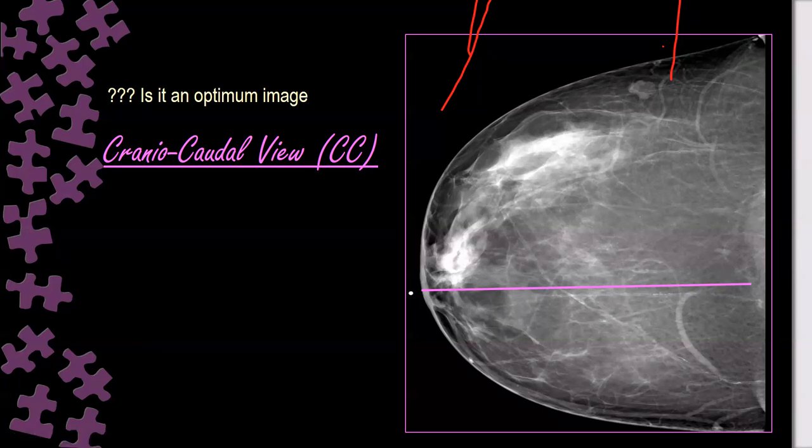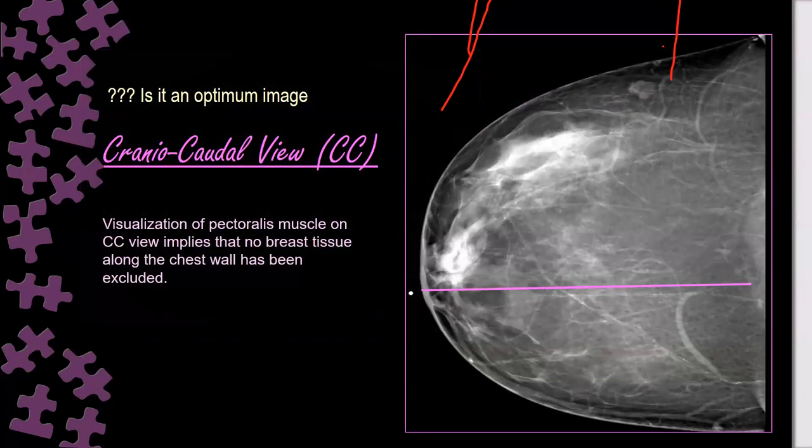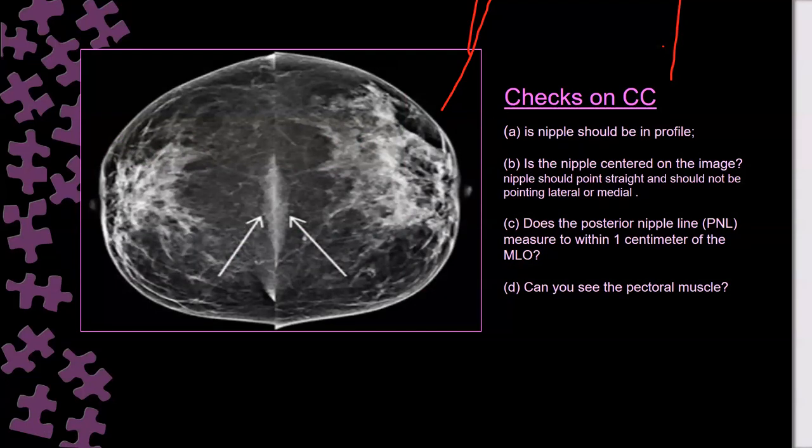Okay. In these cases, you will look at the mediolateral oblique and check with the posterior nipple line. If it is accepted, just pass it. There is a small skin fold here. Okay. And this case?